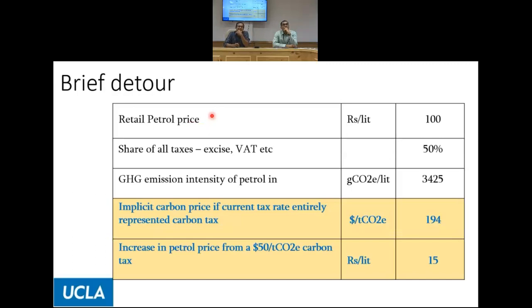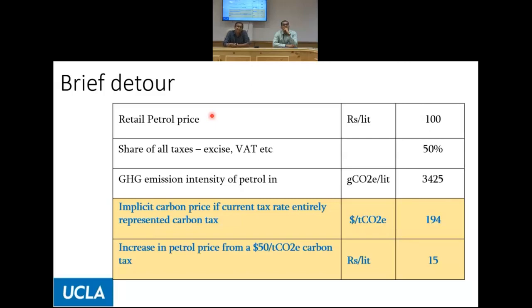Just one detour on the petrol price, the other important assumption here. Today the price is around 100 rupees, and the share of all taxes, excise, VAT, etc., comes to around 50%. The remaining 50% is the cost of crude oil, the dealer margin, transport, refining costs, everything. So the excise and VAT come to 50 rupees.